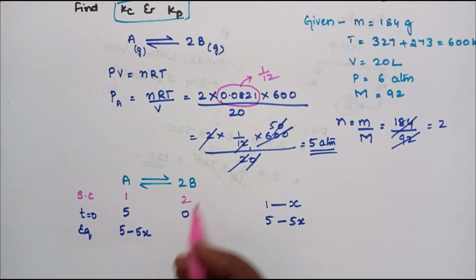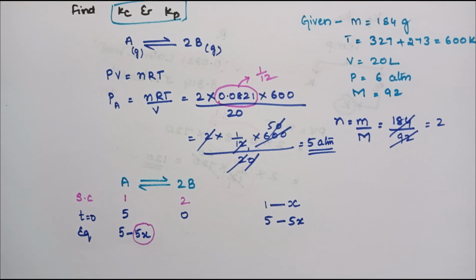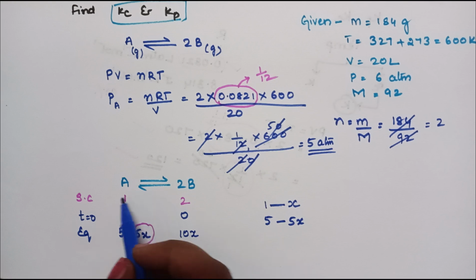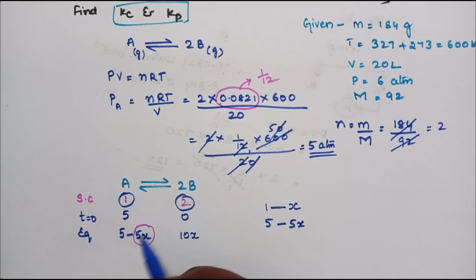And for 2B, what will be the pressure? You have to multiply this. 5x into 2 is 10x divided by 1. So the stoichiometric coefficients you have to multiply. 5x into 2 is 10x divided by 1, you will be getting 10x itself.